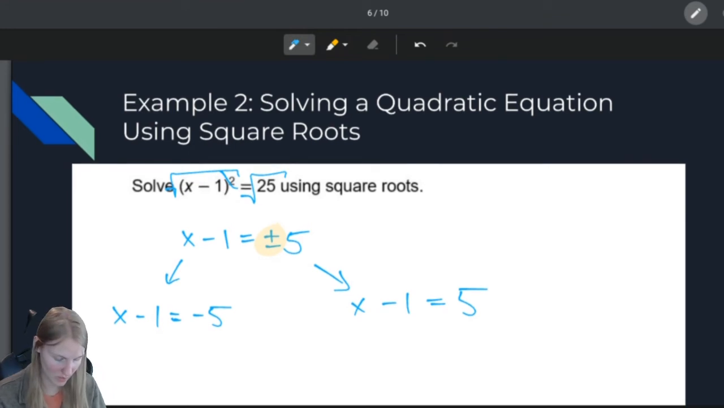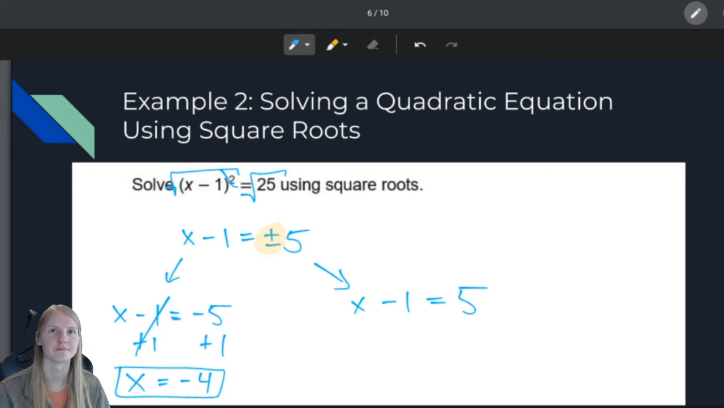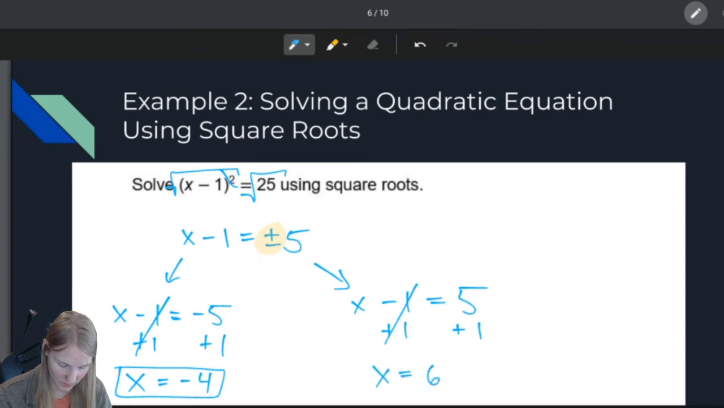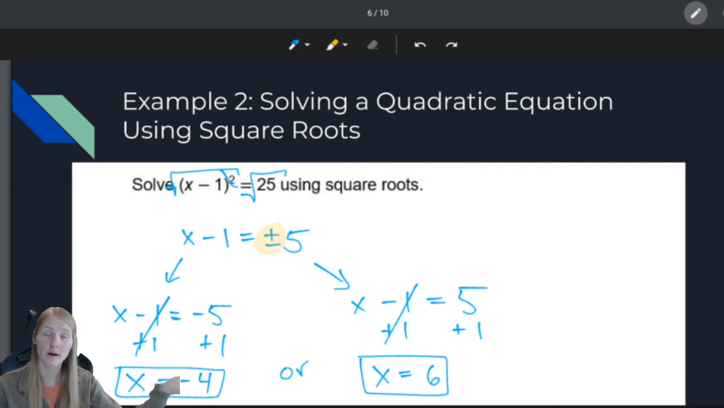And now we can do this. Add 1 to both sides, x equals -4. Beautiful. Not too bad. Add 1 to both sides, rid of that, and x equals 6. Awesome. Not bad at all. So now, because the 25 was positive, we definitely should have had 2 solutions, so there they are. X equals -4, or x equals 6.